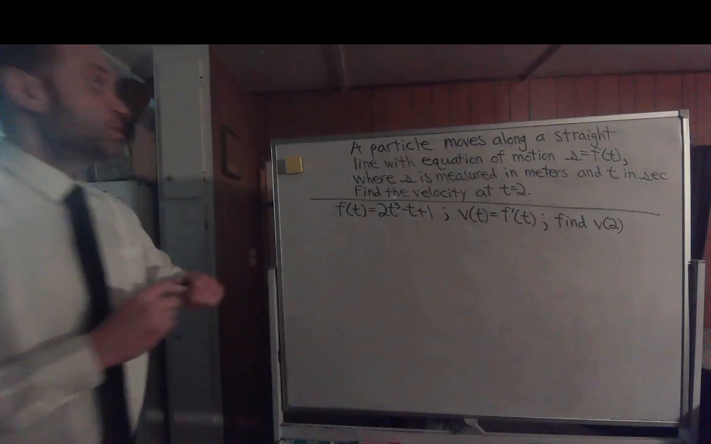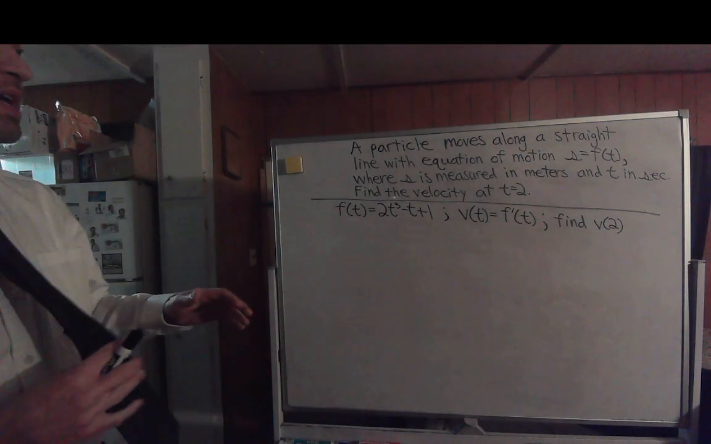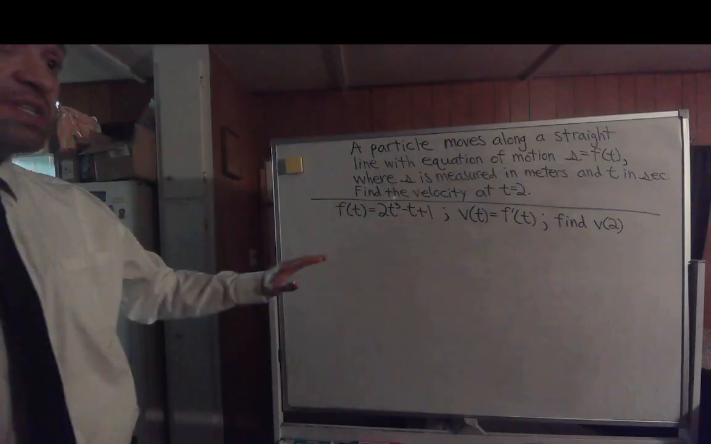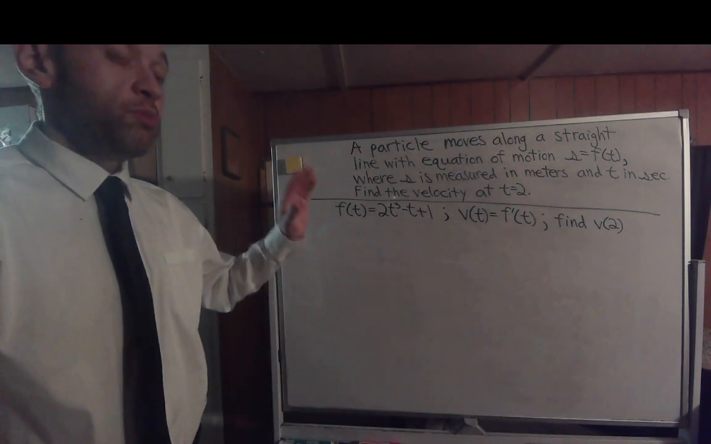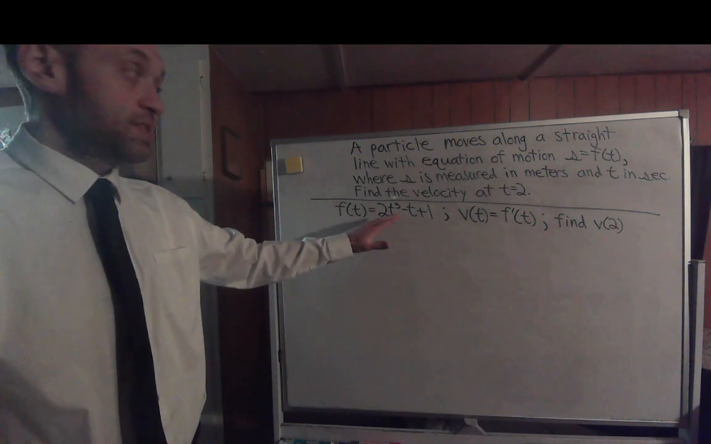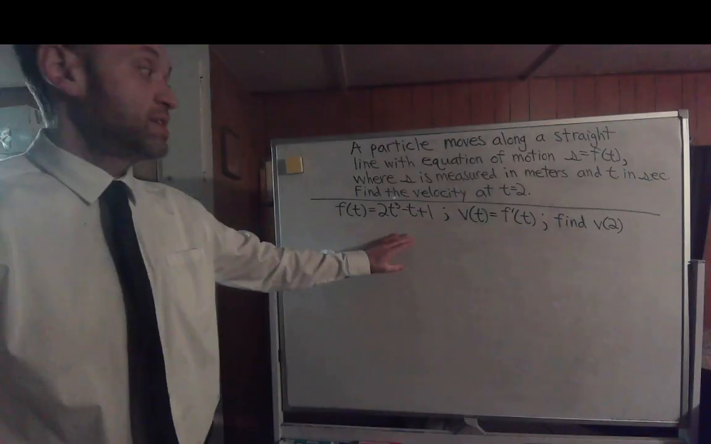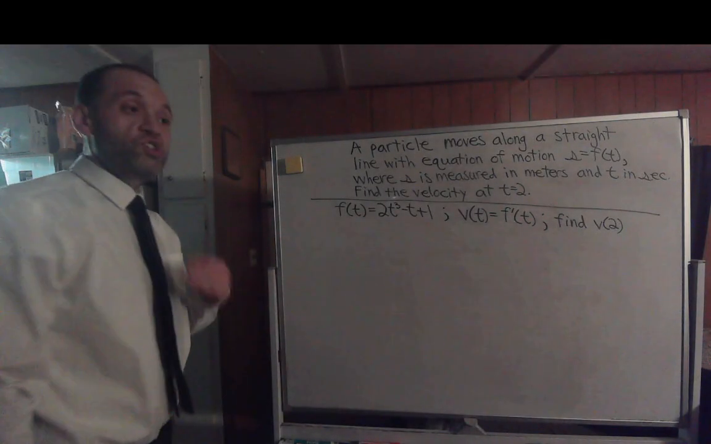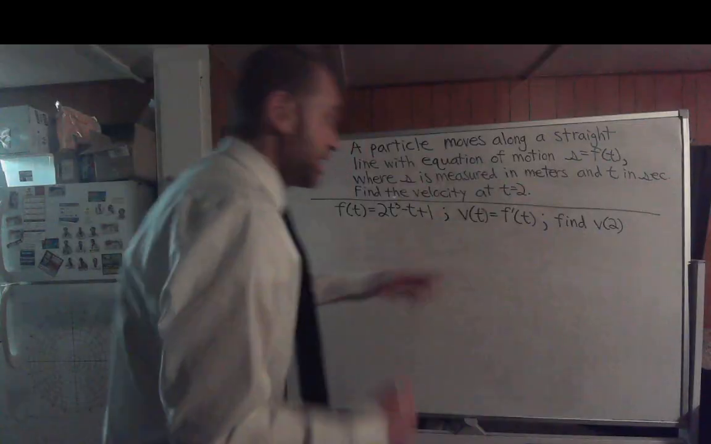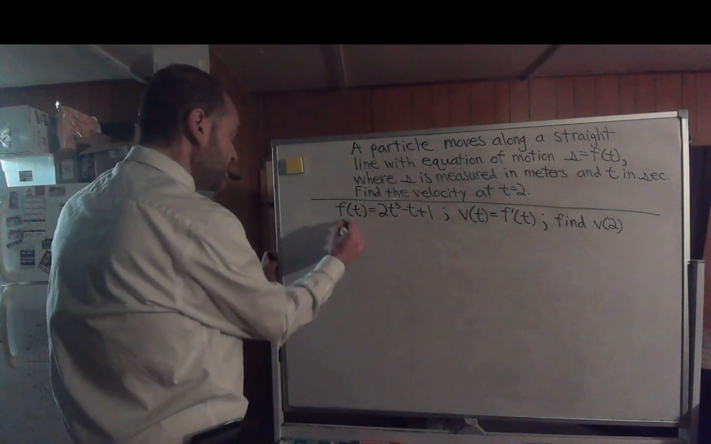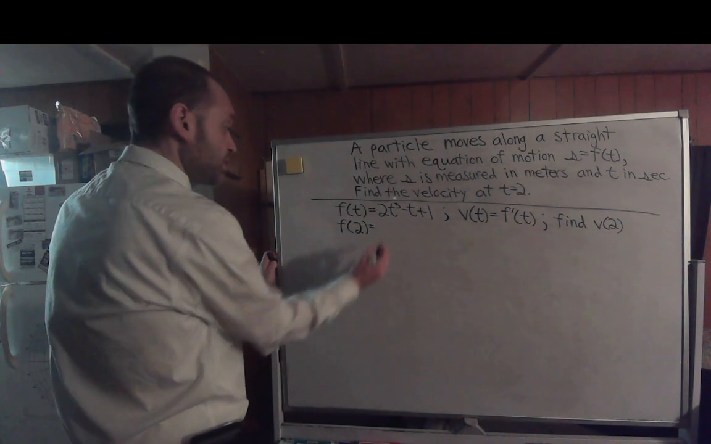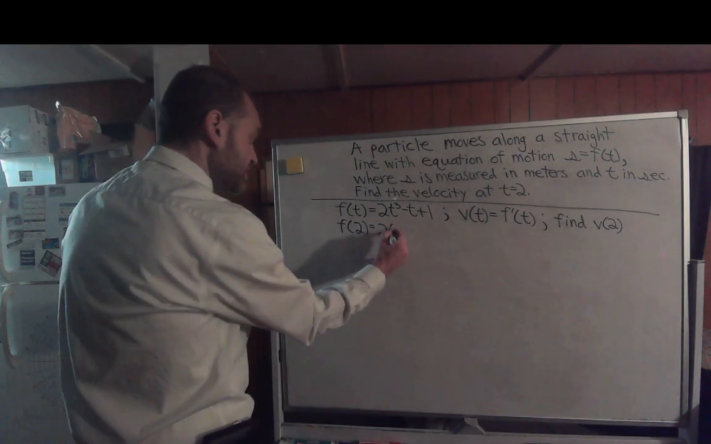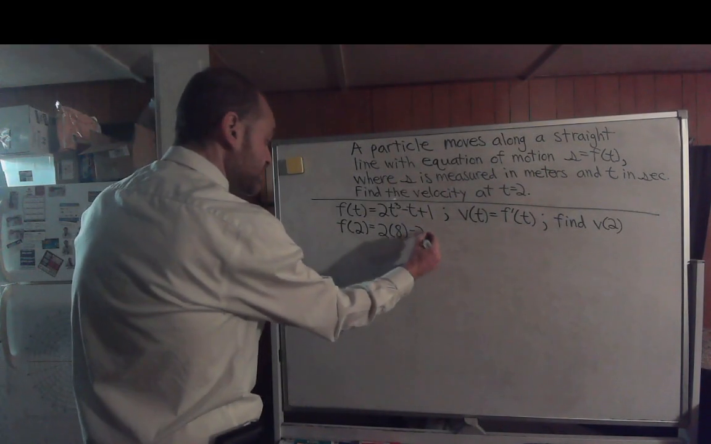Alright, so once again, we're going to find the velocity of the particle at time equals 2 seconds, but this time the equation of motion, the position equation itself, is f of t equals 2t to the third minus t plus 1. Well, of course, what we should do first is find the position at time equals 2 seconds. So if we put in f of 2 itself, that would be 2 times t to the third. Well, 2 to the third in this case is 8. Then just minus 2 plus 1.